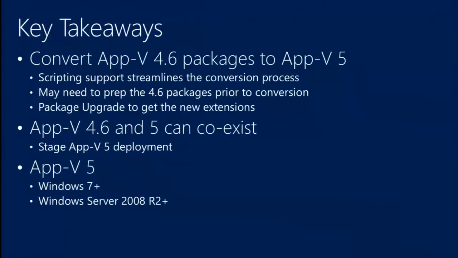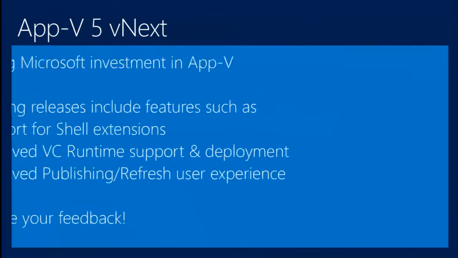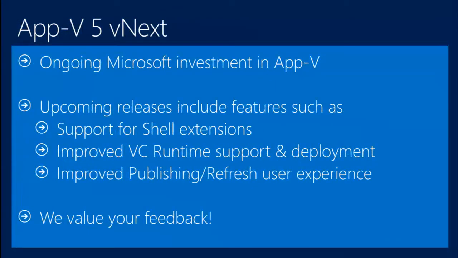So some of the key takeaways, again: you can convert your 4.6 packages to 5.0. Remember that coexistence is key. This is how you manage the risk and how you control the whole process. And remember that App-V 5 is Windows 7 and Server 2008 and beyond. Now, just a key peek as to what's coming next in terms of App-V.